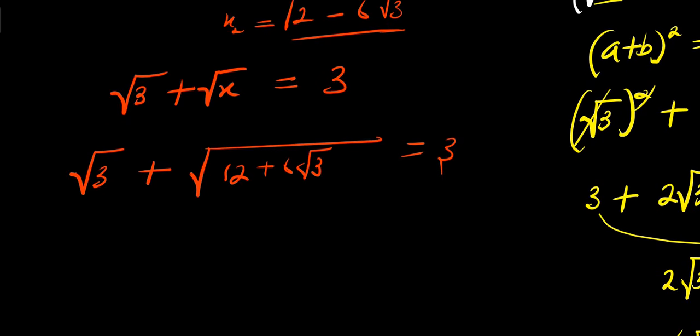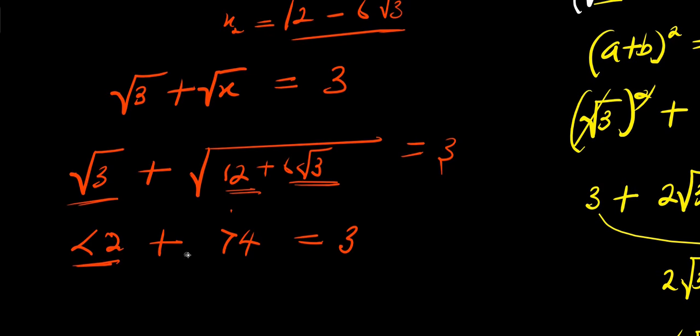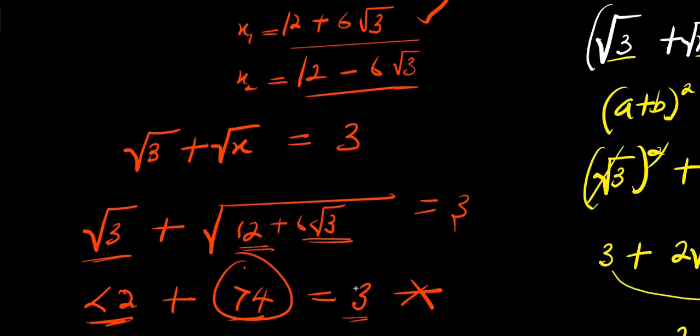So let's find out. This is less than 2, plus this, adding this to this is greater than 4. Is this equal to 3? Obviously no. A number that is less than 2 plus a number that is greater than 4, will it give us 3? Obviously no, because this 4 here is greater than 3 itself. Adding to this, it will be more than 3. So this is greater than 3. That means that is not the solution.